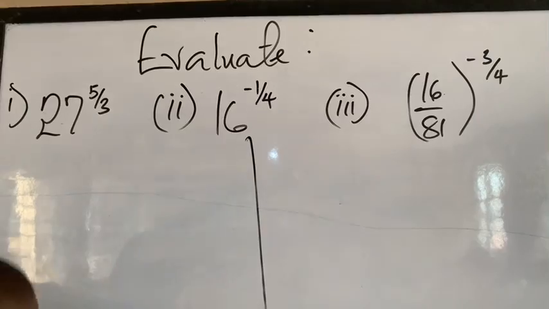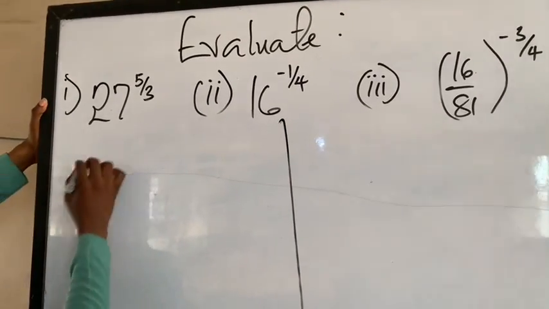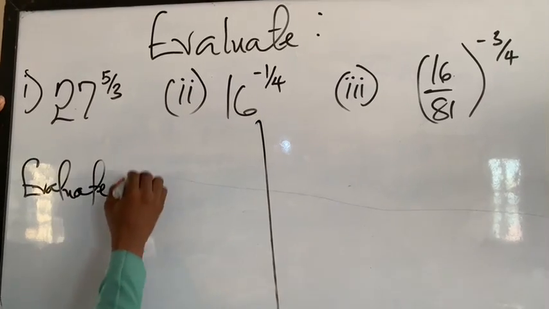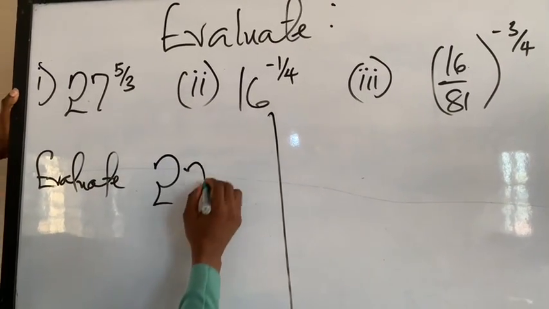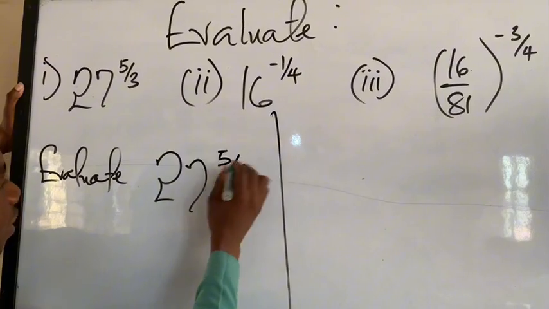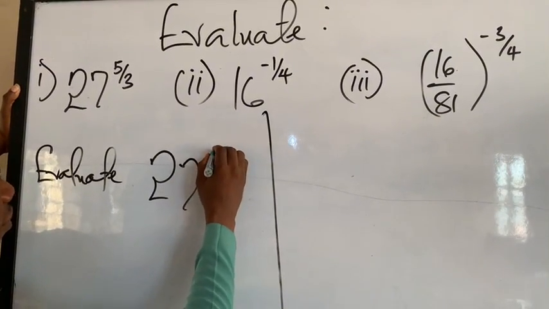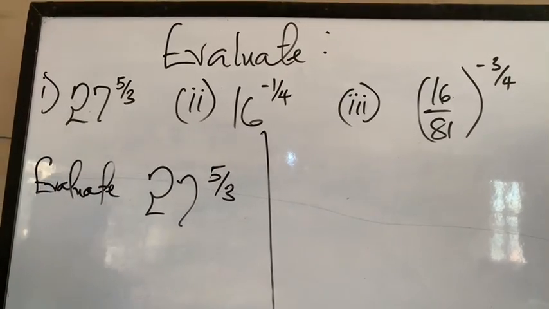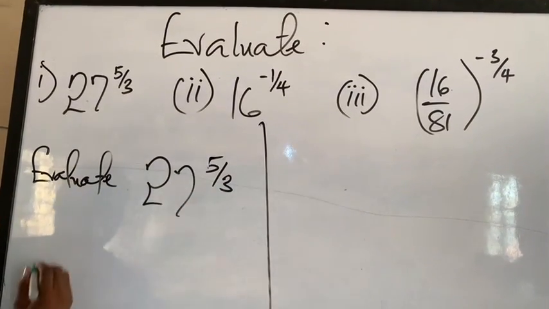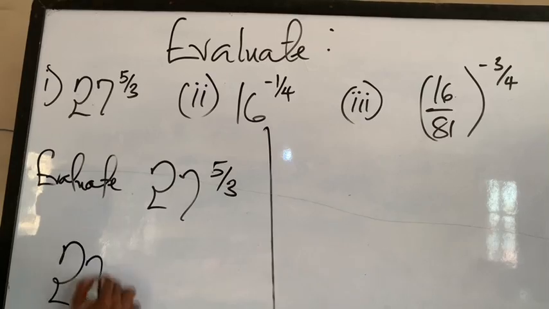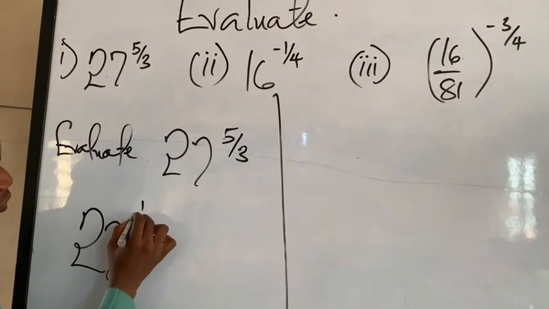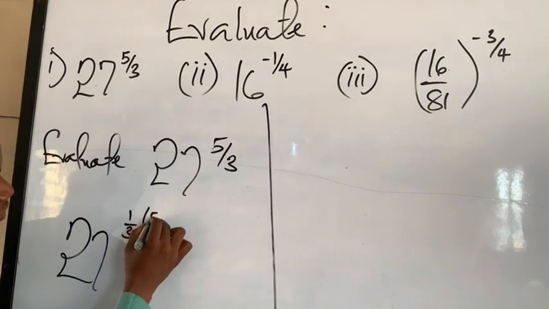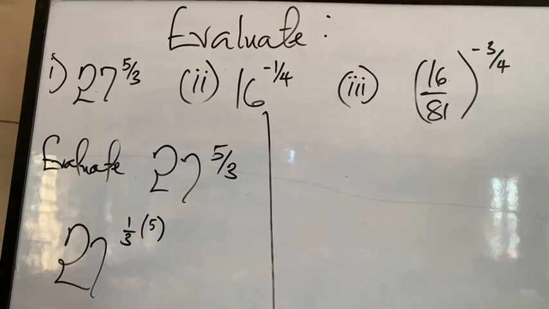Okay, the question says evaluate 27 all raised to the power 5 over 3. It's very simple. Now what this simply means is 27 raised to the power 1 over 3, then times 5. That's what it means.